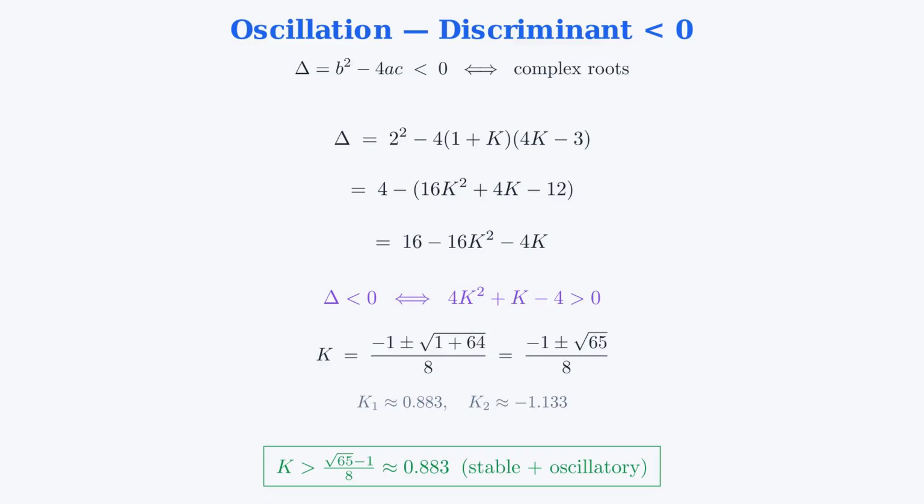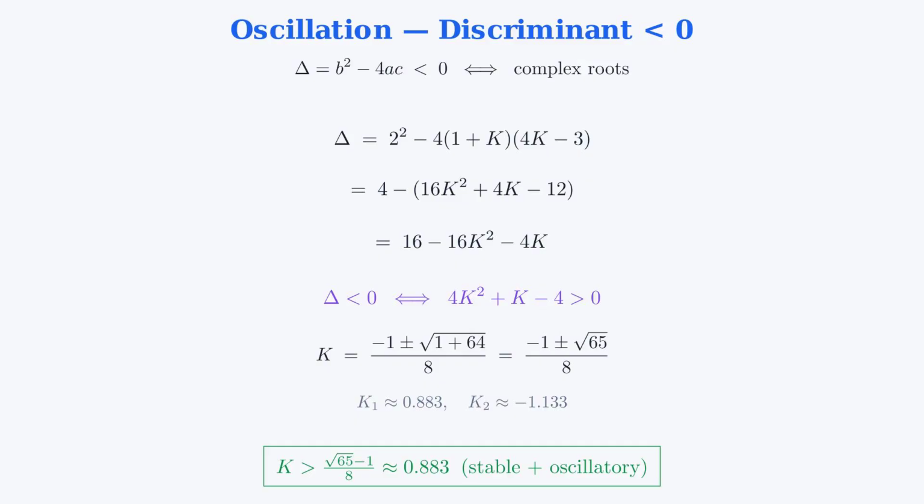Discriminant. 4 minus the bracket. 4 minus (16K squared plus 4K minus 12), which is 16 minus 16K squared minus 4K. We need the discriminant strictly negative. 16 minus 16K squared minus 4K less than 0.